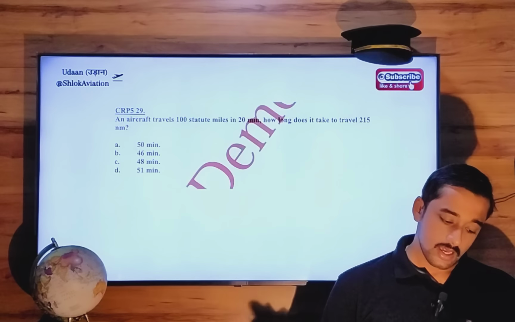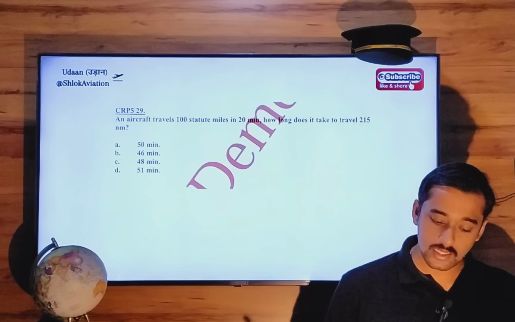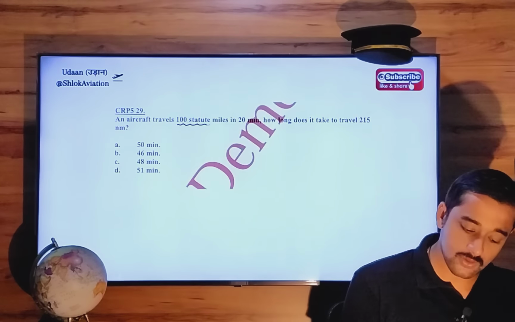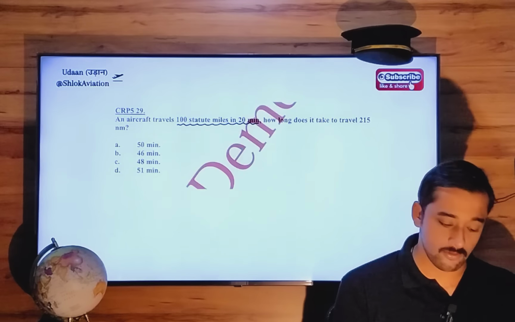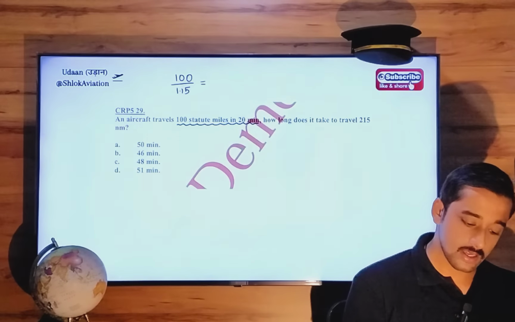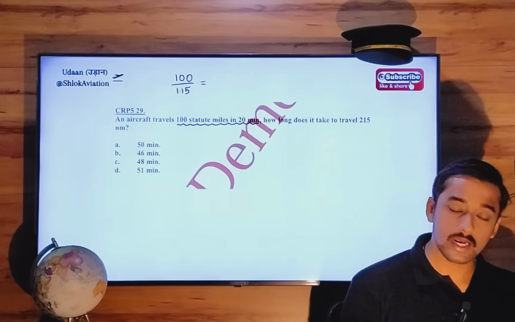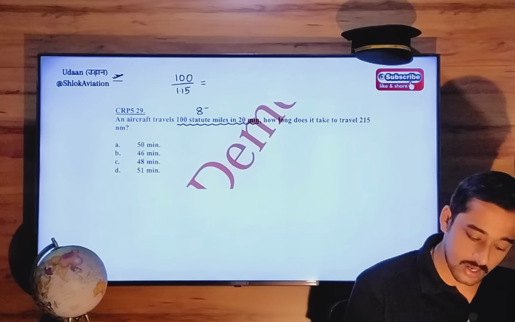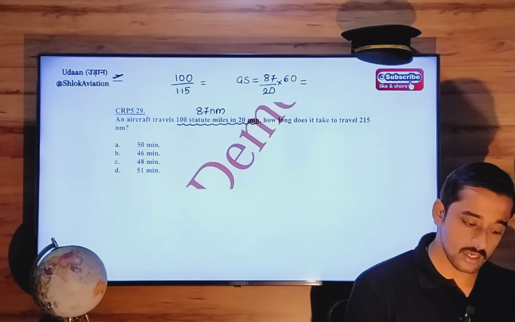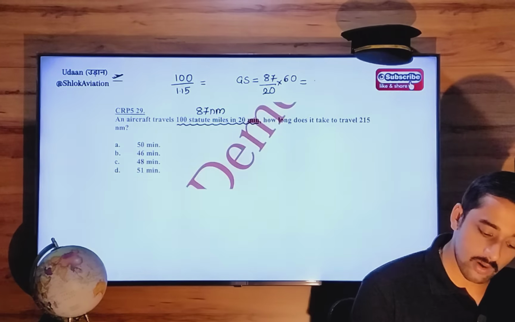Question 29. Aircraft travels 100 miles in 20 minutes. How long does it take to travel 215 nautical miles? So let's first find ground speed from these two pieces of information. The 100 statute mile is nothing but 100 divided by 1.15, which is equal to 86.987 nautical miles. So ground speed will be distance upon time, 87 divided by 20 into 60. So 87 into 60 divided by 20 is 261.